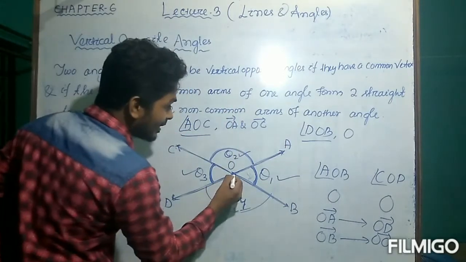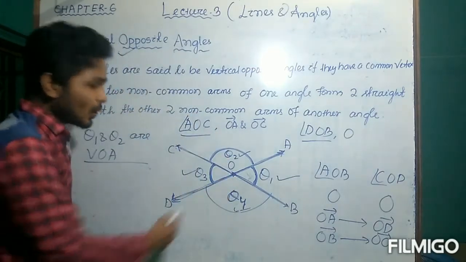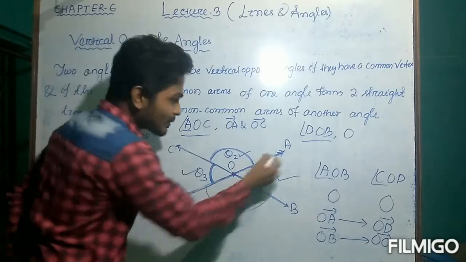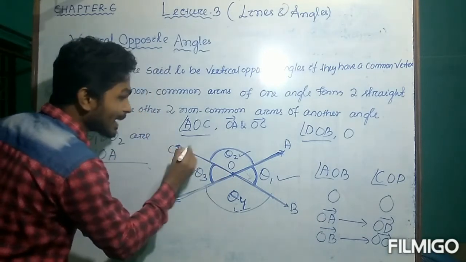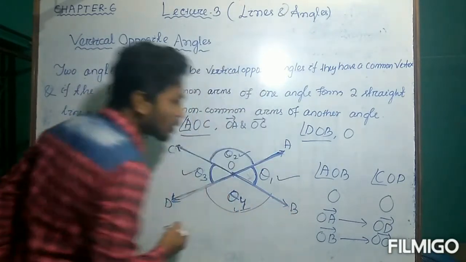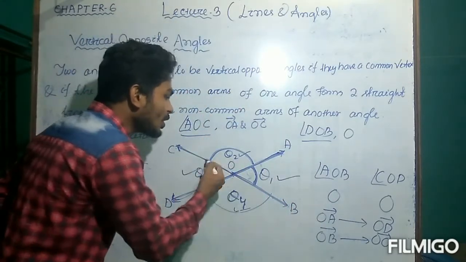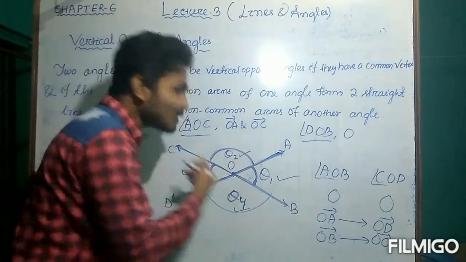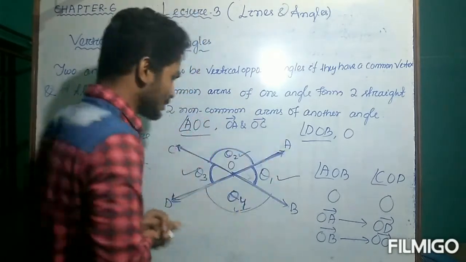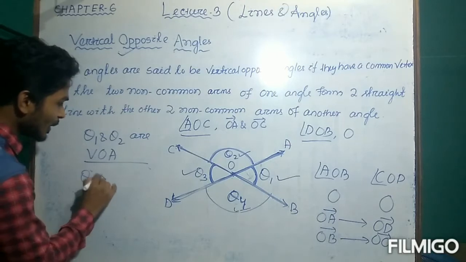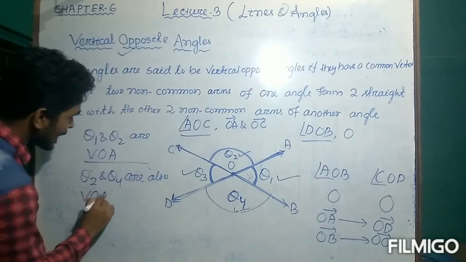Next, here the arm OA forms a straight line with the arm OD. OD is the arm for the angle theta 4, so it is a straight line. Similarly, another arm OC makes another straight line with the arm OB. So here two straight lines are made by the two non-common arms with the other two arms. Hence, these two angles are also vertically opposite angles. So you can write theta 2 and theta 4 are also vertically opposite angles.